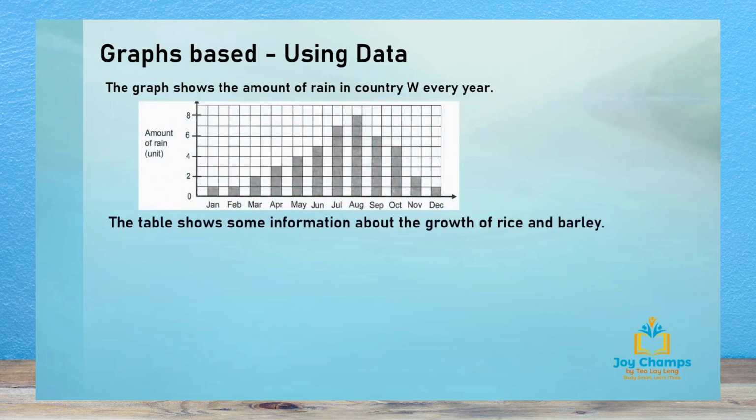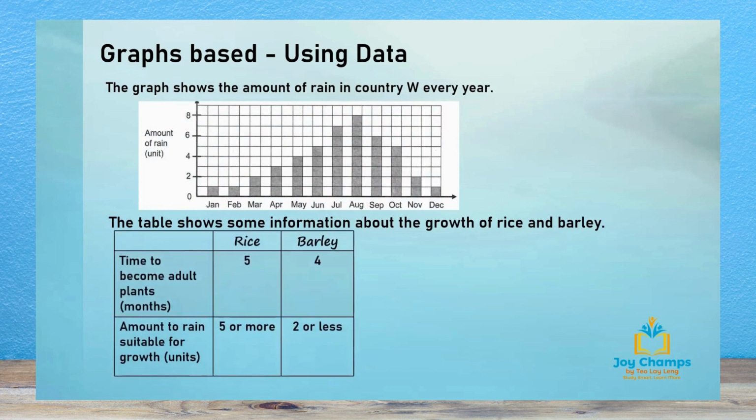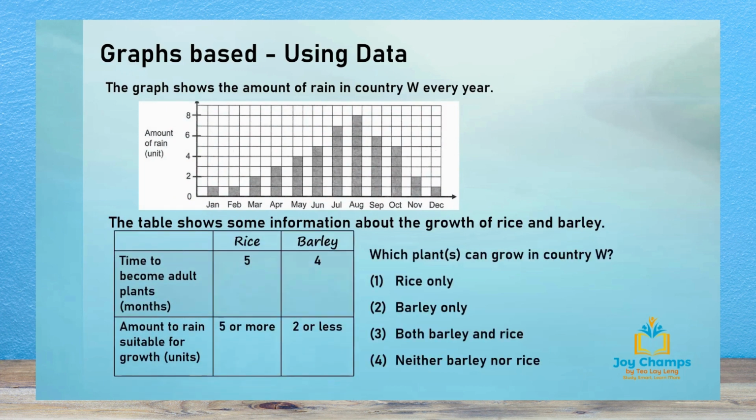The table shows some information about the growth of rice and barley. And the question reads, which plant can grow in country W? Is it 1, rice only, or is it 2, barley only, or 3, both barley and rice, or is it number 4, neither barley nor rice?